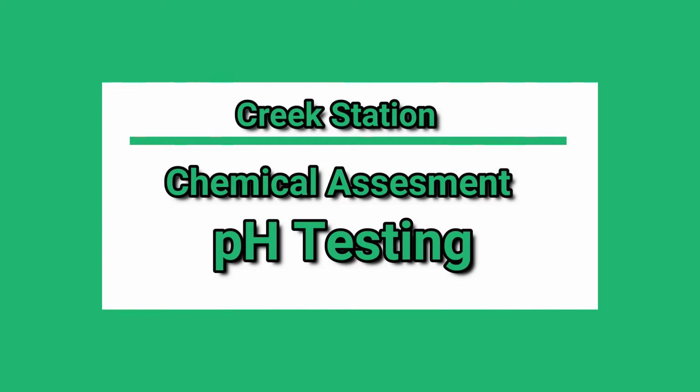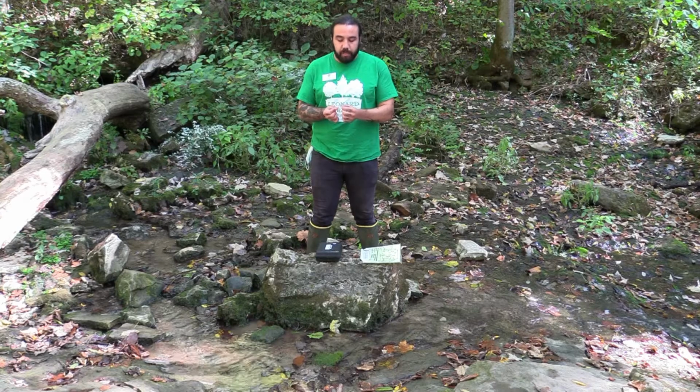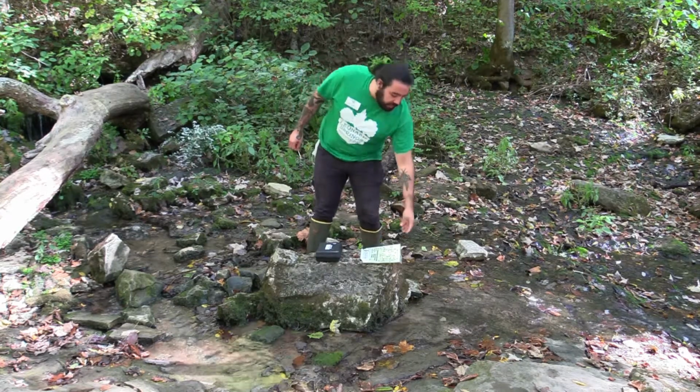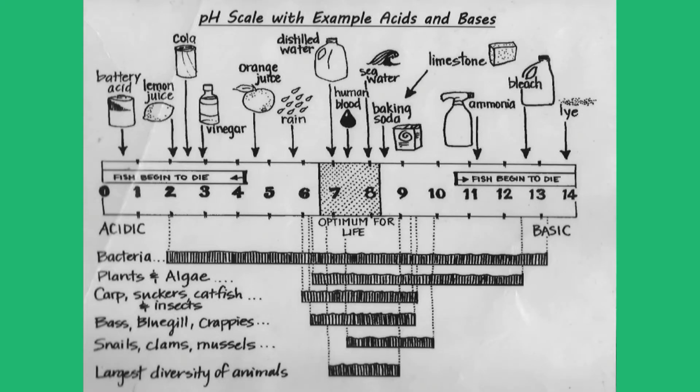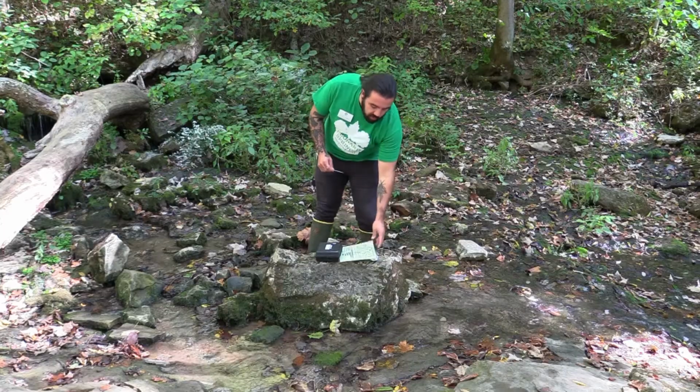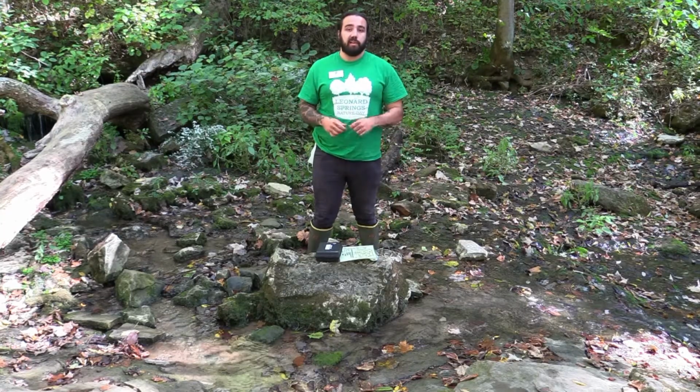So our first chemical assessment we're going to do is pH. So for this activity, you need your pH strip. It should look like this. You'll need your pH scale with example acids and bases. Yours should look similar to mine, but a little different. And then you'll also need a water source, or sample.